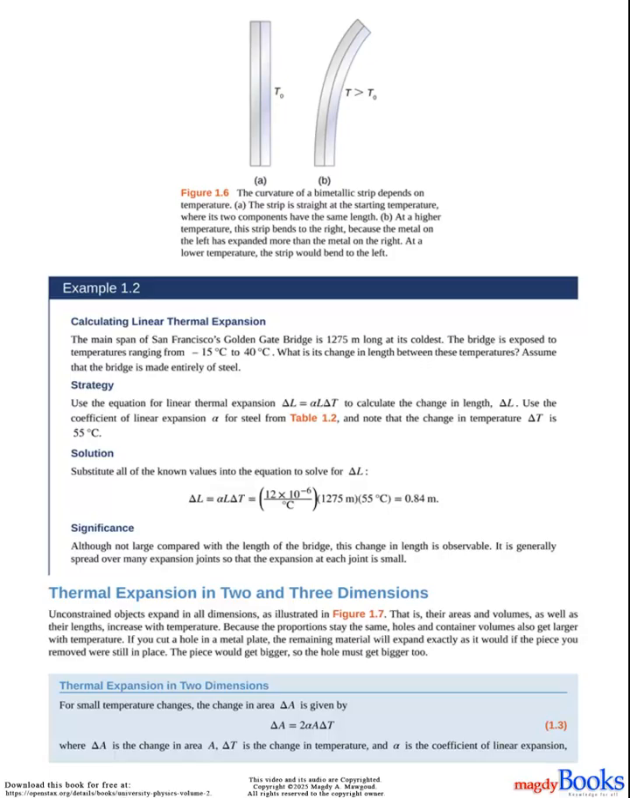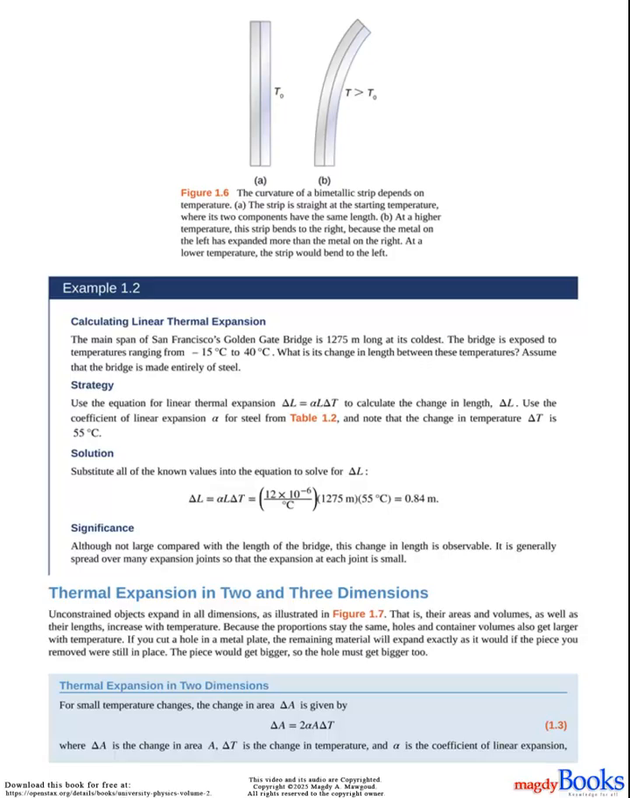Example 1.2. Calculating linear thermal expansion. The main span of San Francisco's Golden Gate Bridge is 1,275 meters long at its coldest. The bridge is exposed to temperatures ranging from -15 degrees Celsius to 40 degrees Celsius. What is its change in length between these temperatures? Assume that the bridge is made entirely of steel.